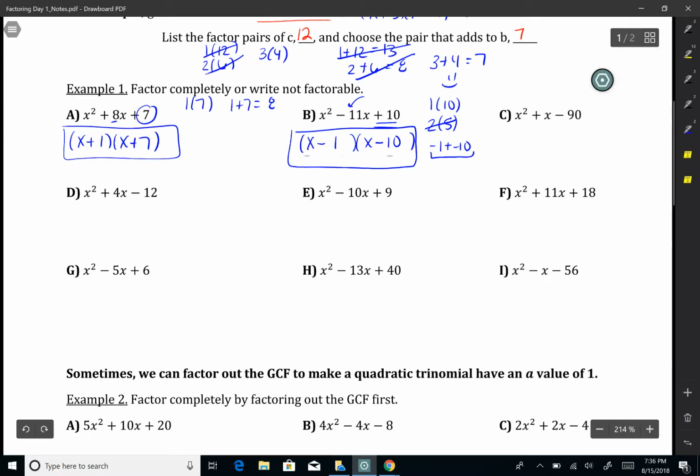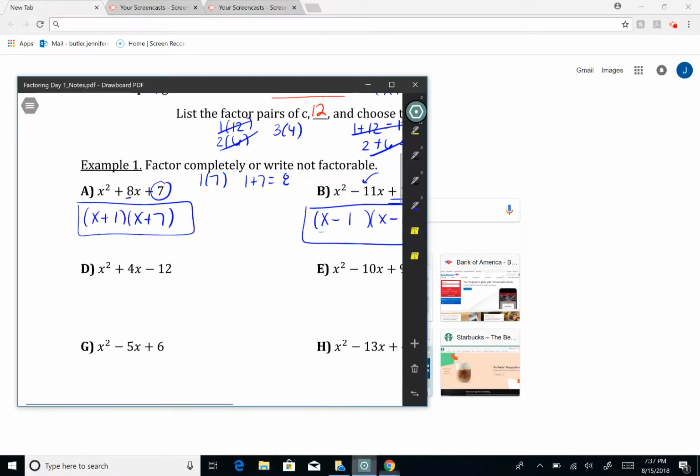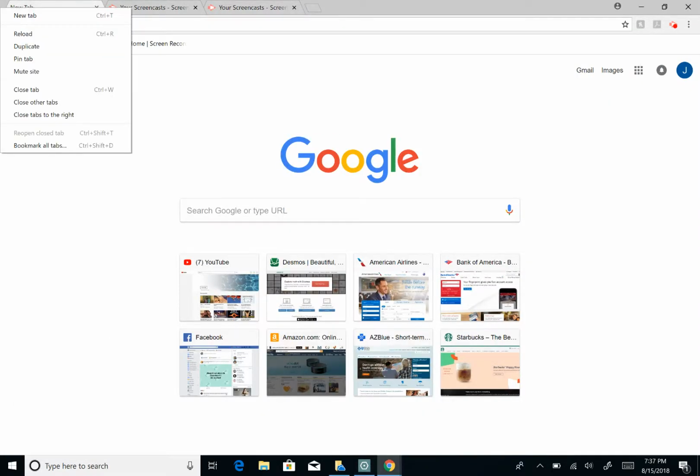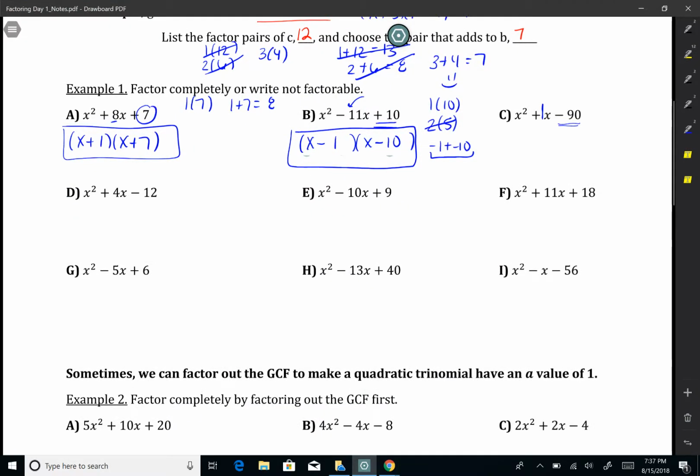All right, let's look at C. This one is, again, different. My constant, my C at the end, is negative 90. That means that one of my numbers is positive and one of my numbers is negative. So when I think about that, instead of thinking what adds to my B value, I think about what pair of factors has a difference of my B value of 1. So I'm going to list the factors of 90.